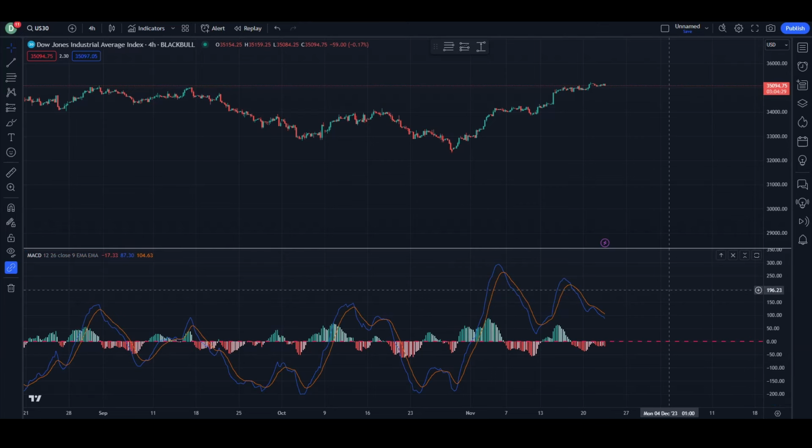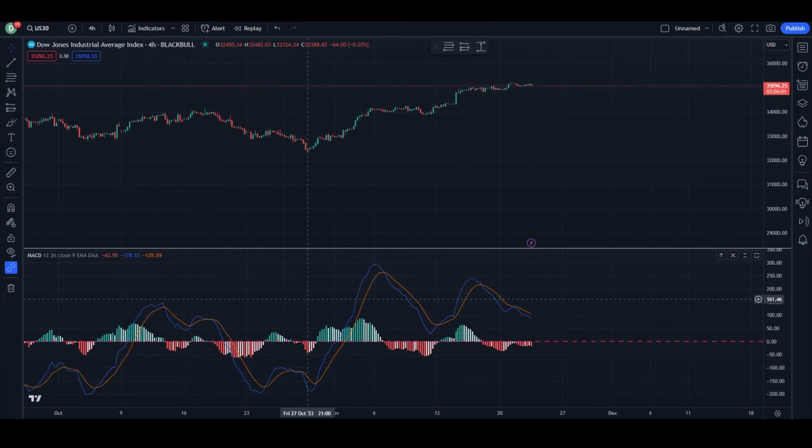Now the MACD is composed out of 4 elements. You have a couple of lines that are moving, you have a histogram, and you have this horizontal zero line. The first of those 2 lines, the blue one, is called the MACD line. The way that the MACD line is calculated is a 12-period exponential moving average minus a 26-period exponential moving average equals the MACD line. The other orange line that we have is known as a signal line and it's simply a 9-period exponential moving average.